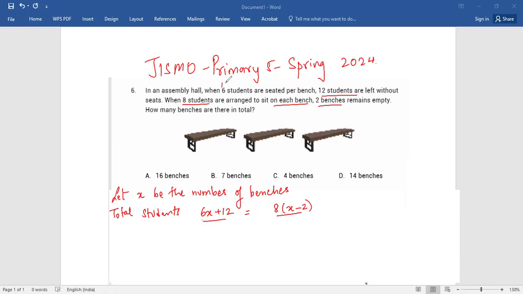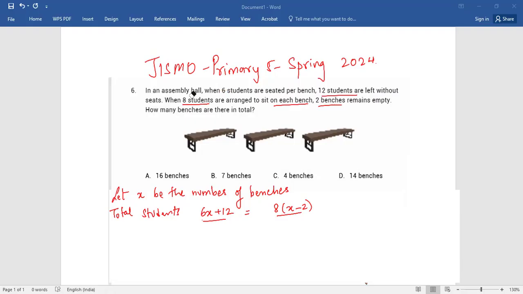So for example, if there were 10 benches, as I said, the total number of students will be 60 plus 12, which is 72. And here, just assuming, 10 minus 2 is 8. So 8 into 8, 64. So it's not balancing because 10 is not the number of benches.